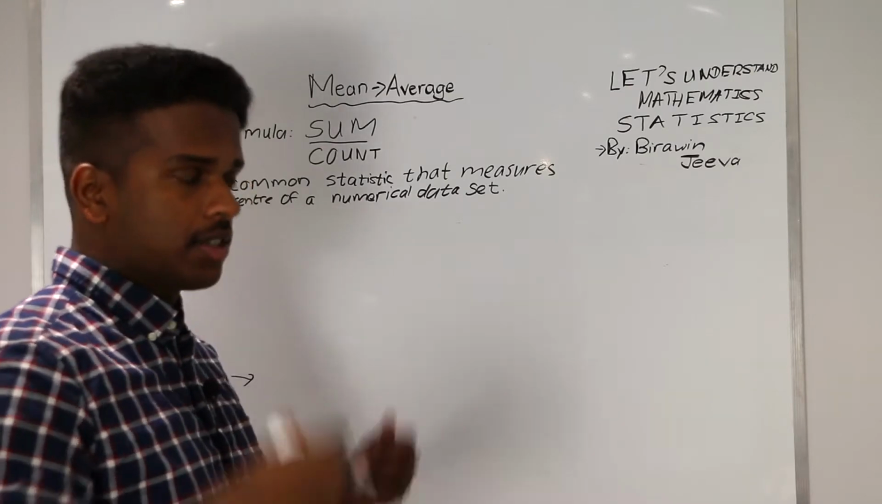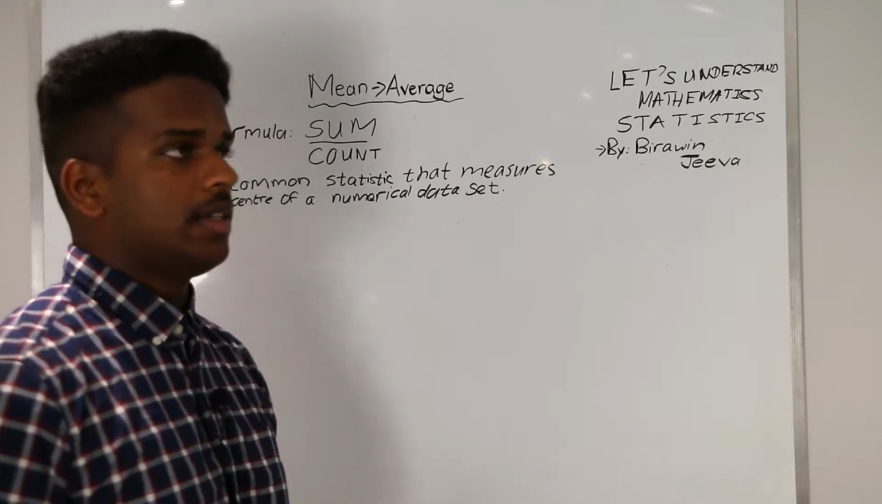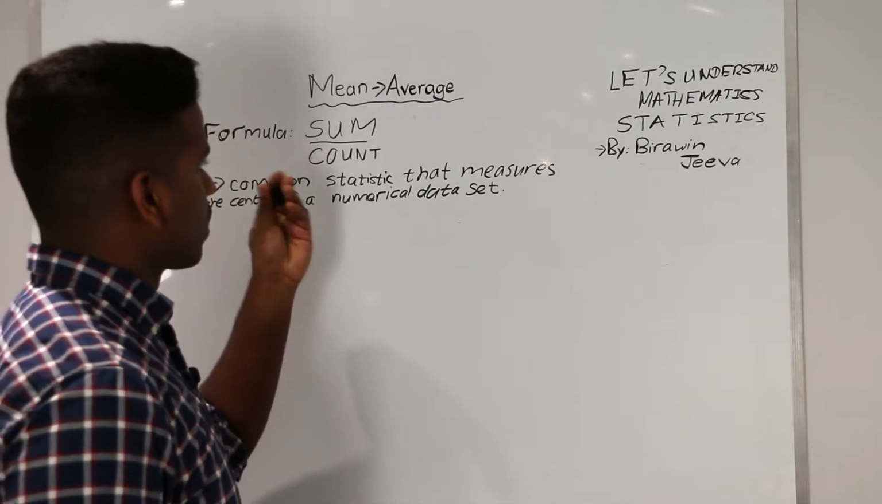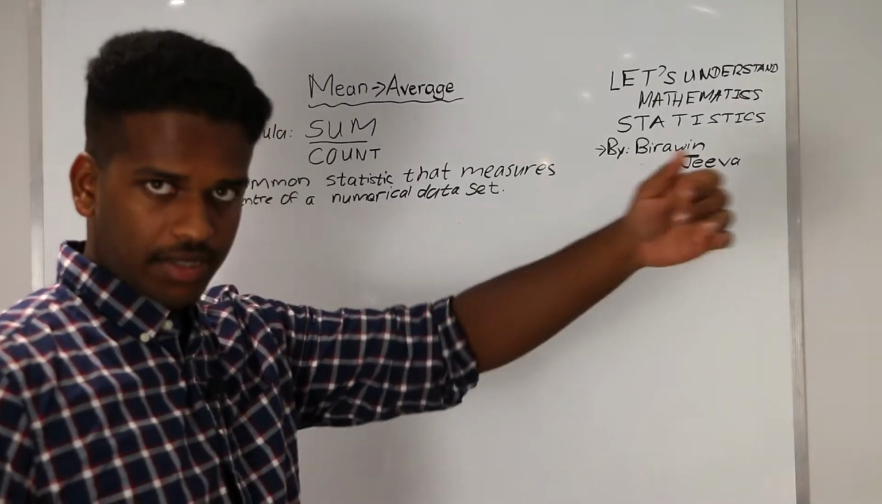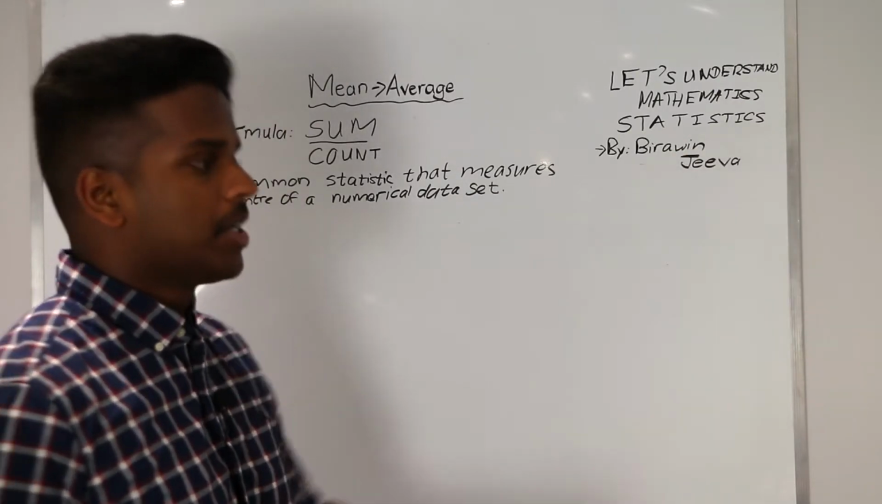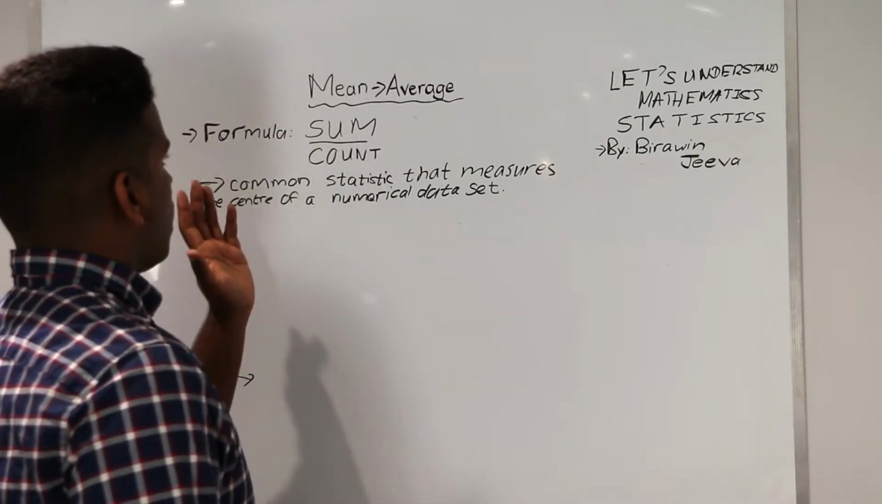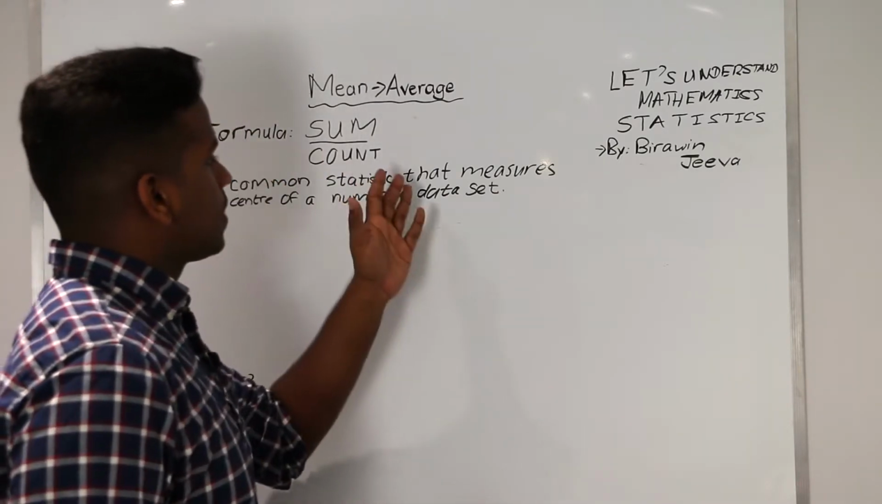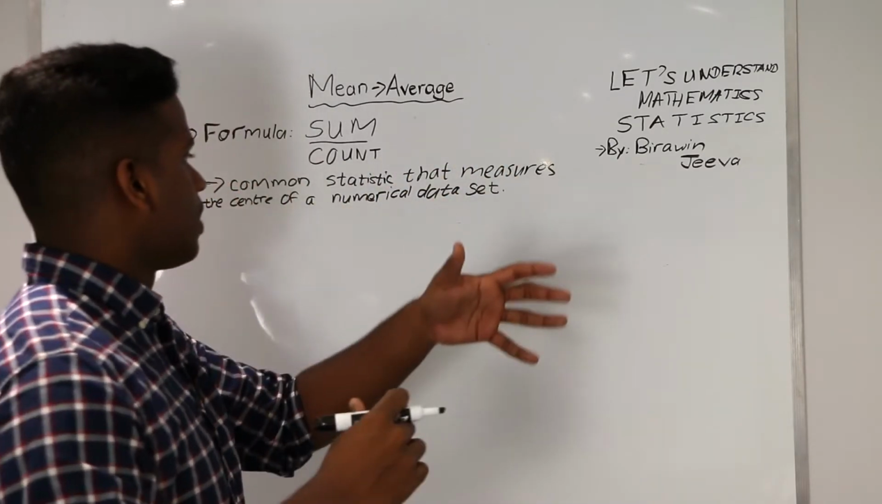The statisticians, the people who look at statistics, will often examine these kinds of measures, and today we're looking at the first type of measure, which is the mean. In the next few videos we'll look at different types of statistical measures. So once again, mean is a common statistic that measures the center of a numerical data set, or the average of a numerical data set.